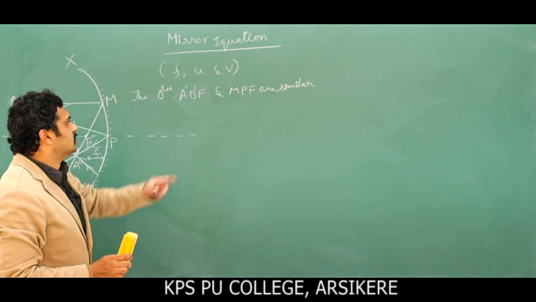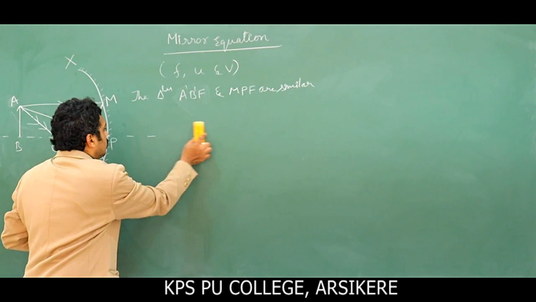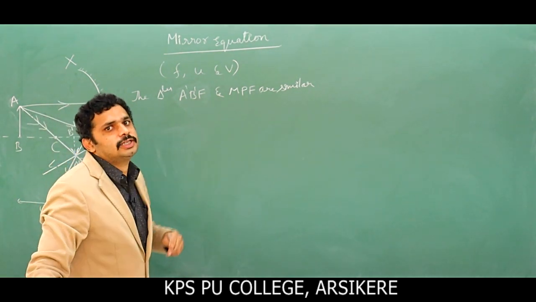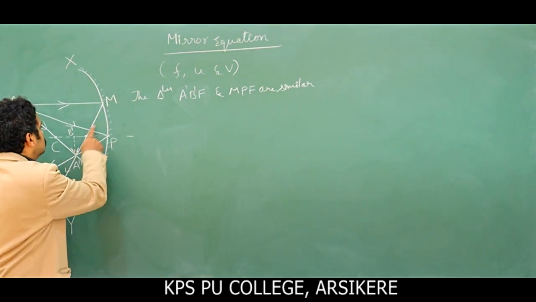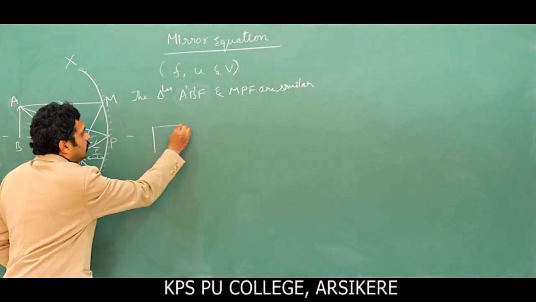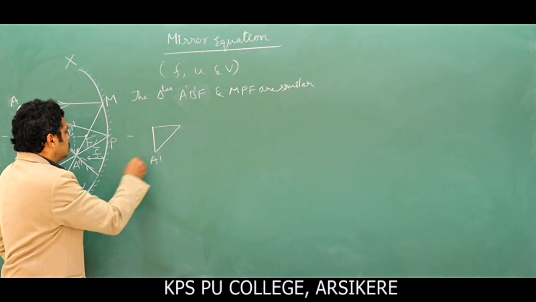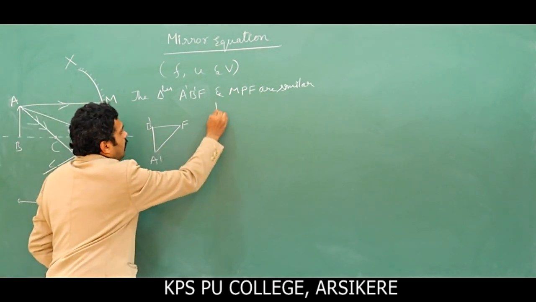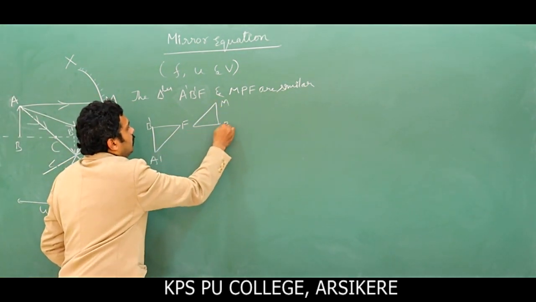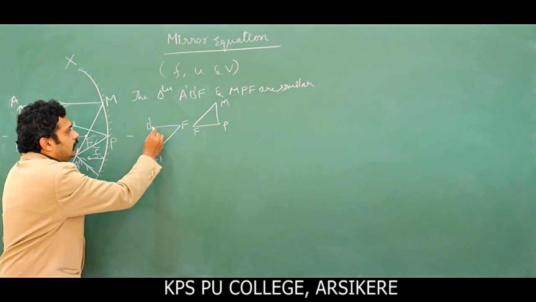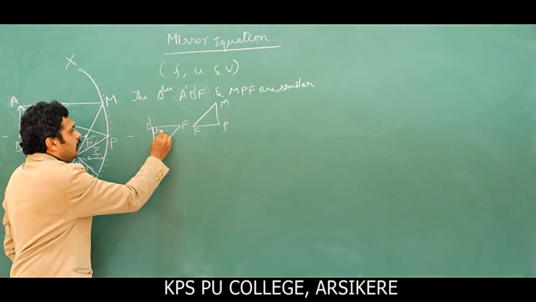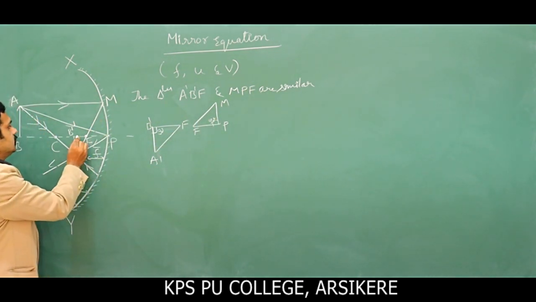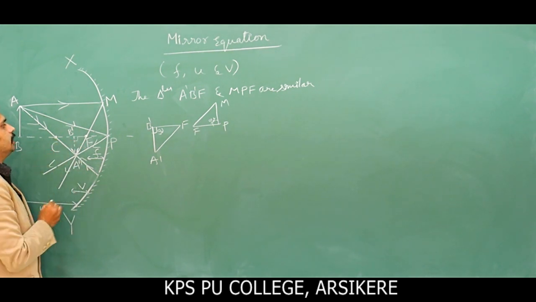If two triangles are similar, then the ratio of two sides is proportional to the ratio of the other two sides. Look at here, how these two triangles are similar. Here this triangle is A dash, B dash, F. Here the other triangle is M, P, F. Now this is 90 degree, this is 90 degree, this is also 90 degree.